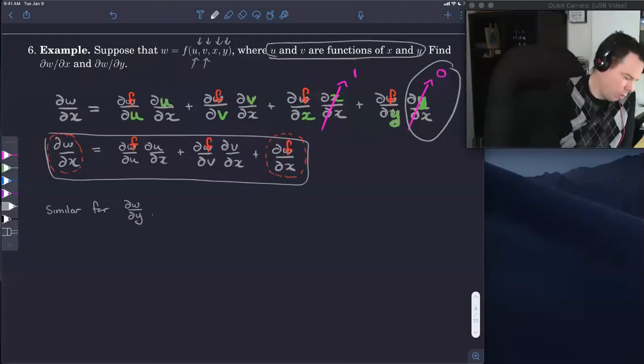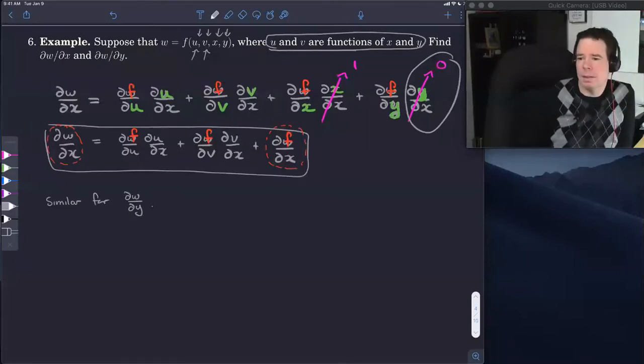I just want to point out one thing. The example that we did last day, which was w is f of u, v, x, and y. And then we wanted to work out what is the derivative of w with respect to x. So we did that by taking the derivative of that function with respect to u, and then u with respect to x, and then the derivative of the function with respect to the next variable, v, and then v with respect to x, and so on.